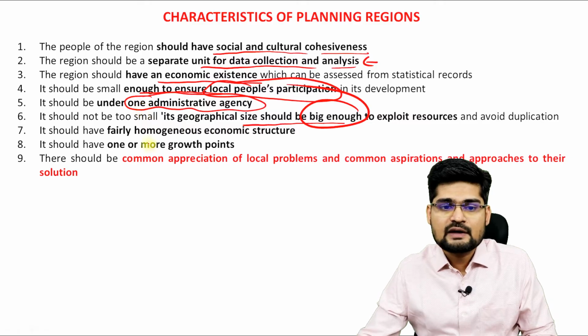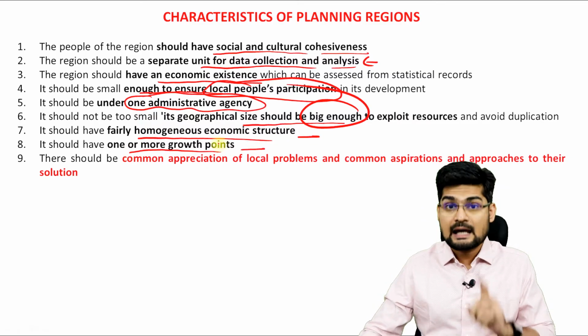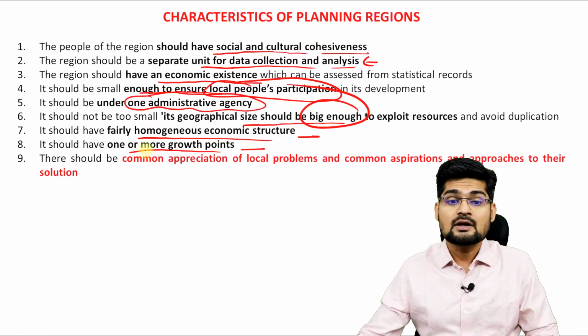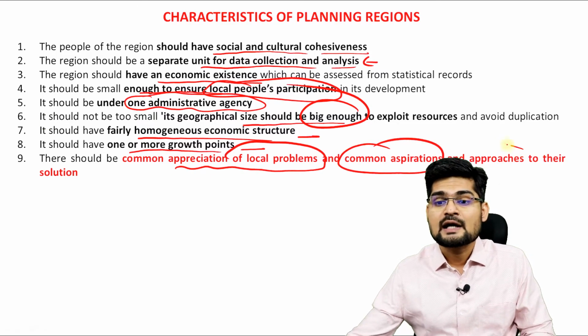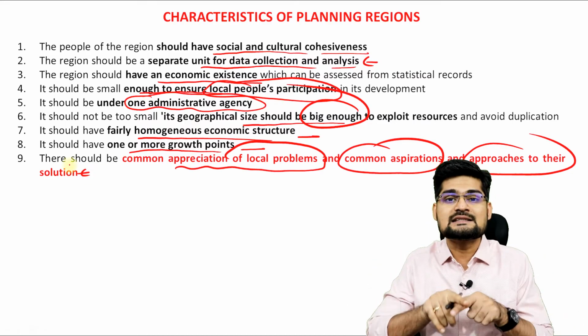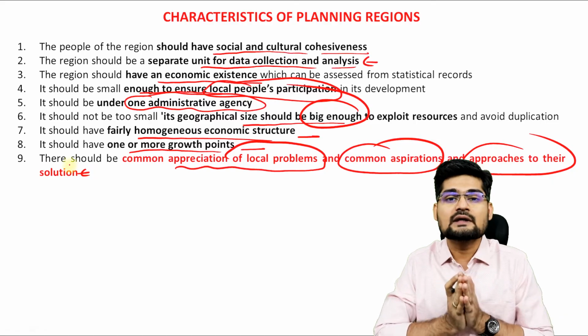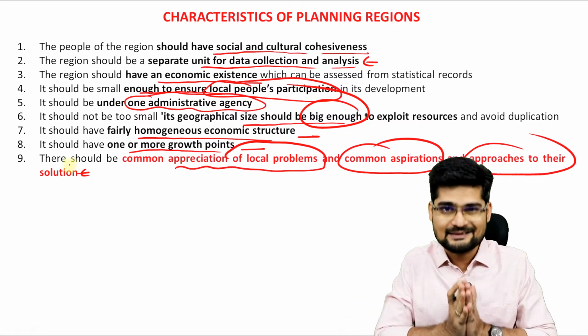And what is the next point? Look here. Fairly homogeneous economic structure, one or more growth points, and the most important, remember, common appreciation of local problems, common aspirations, approaches to their solution. So this is something which makes it cohesive, unique, and that's how we can say that this region can be delineated on its characteristics, right?